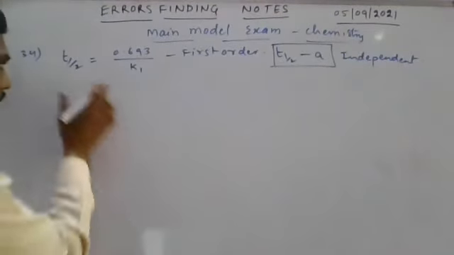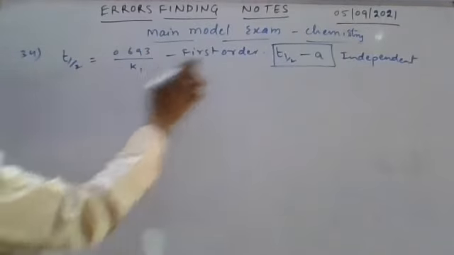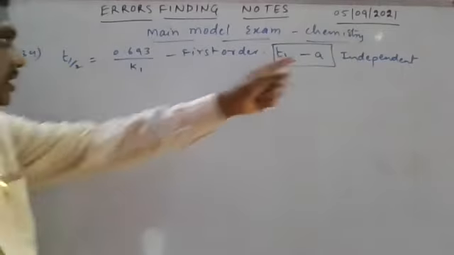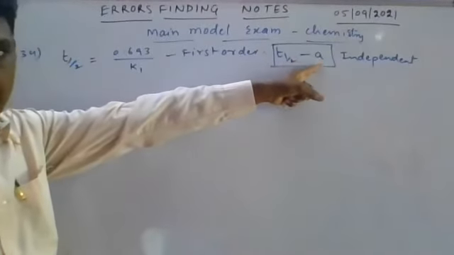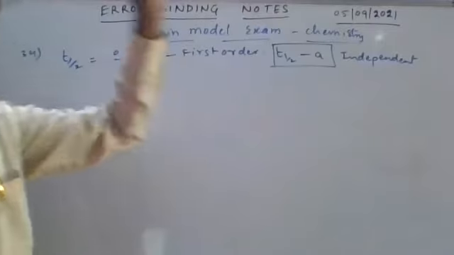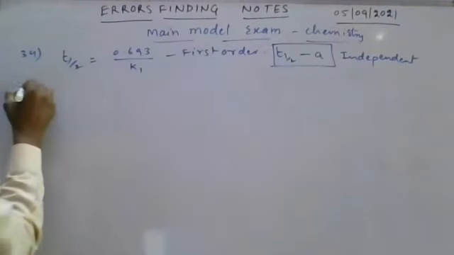Independent. Why? What is the reason? The t half expression is 0.693 by K1. In this formula, there is no A term. That's why t half is independent of A initial concentration. It does not depend upon A.